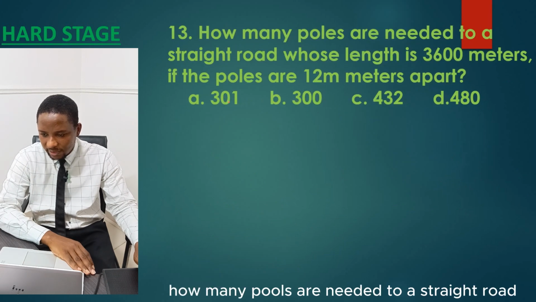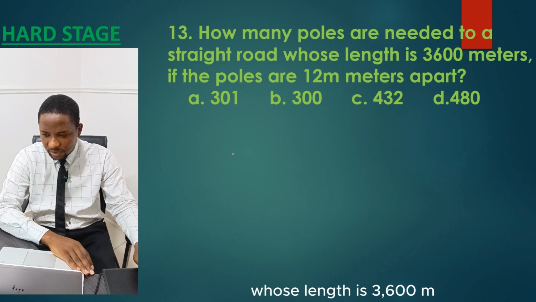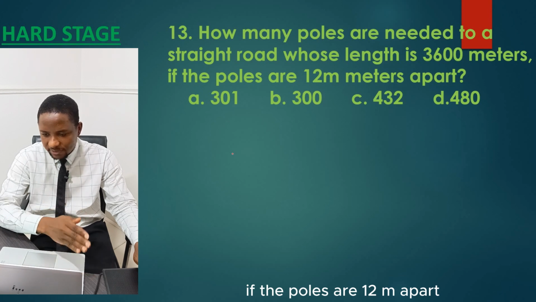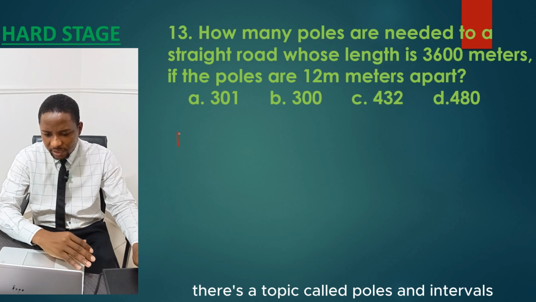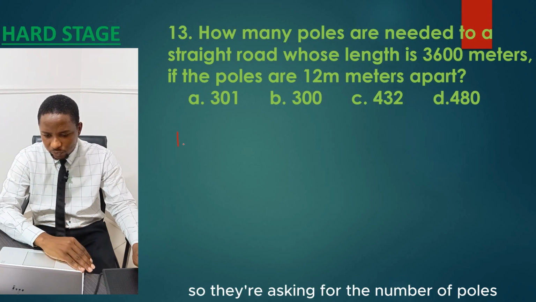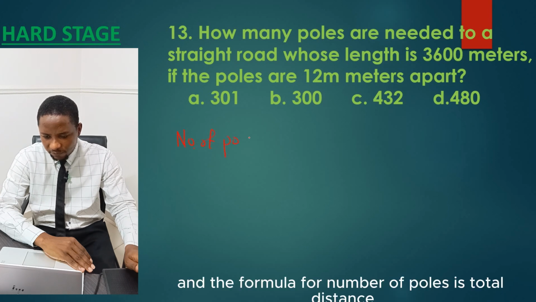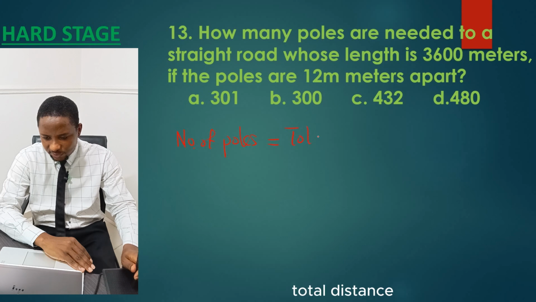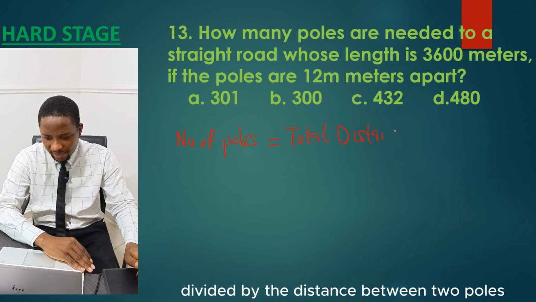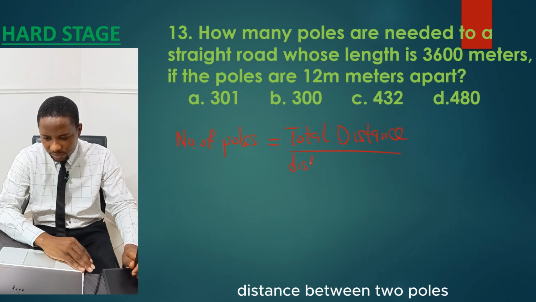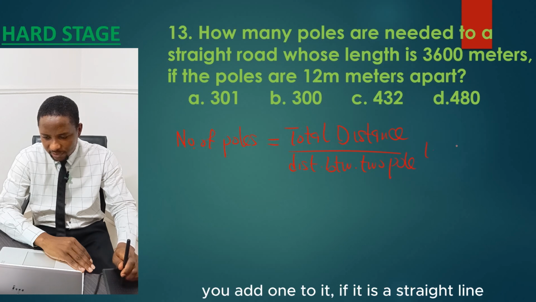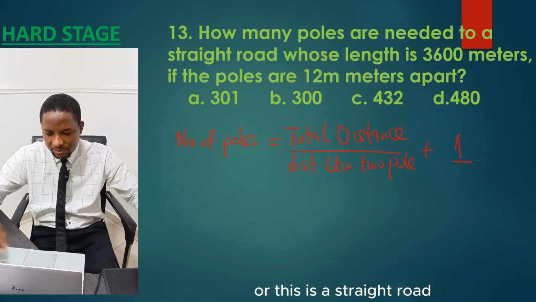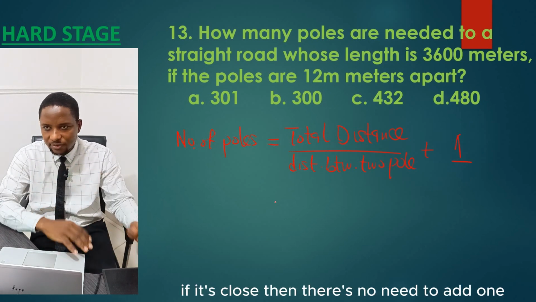How many poles are needed for a straight road whose length is 3,600 meters if the poles are 12 meters apart? There's a topic called poles and intervals. So they're asking for the number of poles. And the formula for number of poles is total distance divided by the distance between two poles. Then when you're done with that, you add 1 to it if it is a straight line. But this is a straight road, and that's why we are adding 1. If it is closed, then there is no need to add 1.